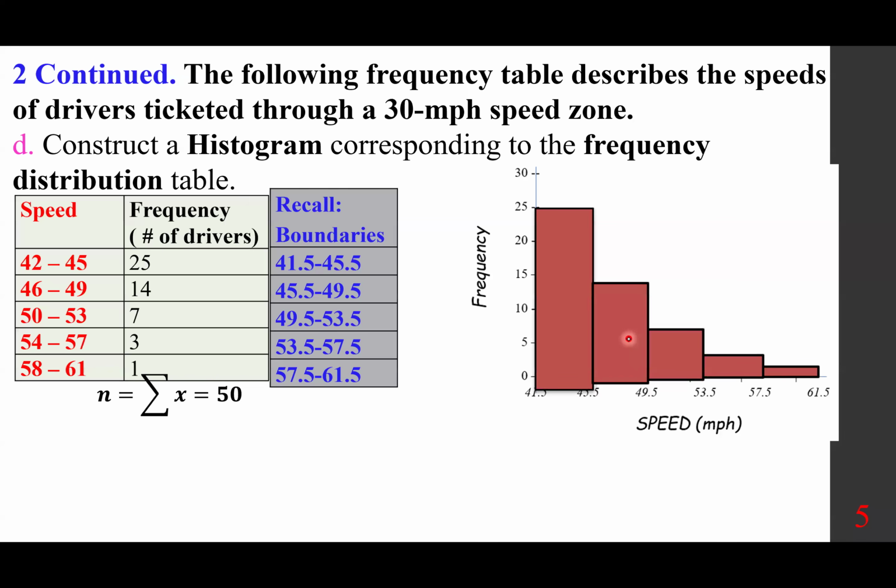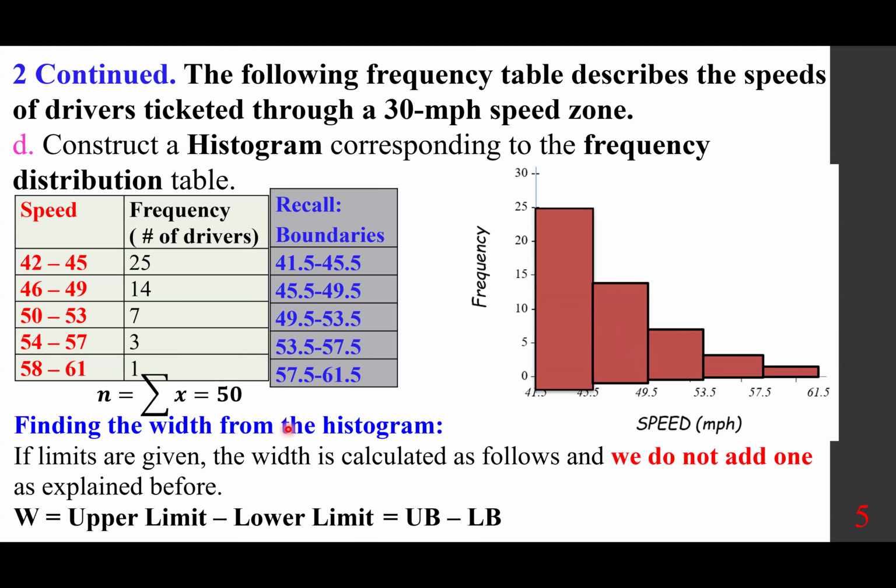Also, I want to mention something else that comes up from time to time when it comes to your assignments: finding the width from the histogram. If limits are given, normally boundaries are given. But by any chance, if limits are given, the width is calculated as follows. We do not add 1, as explained before. Upper limit minus lower limit.